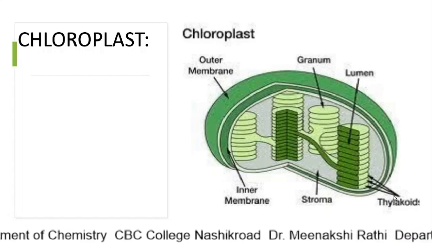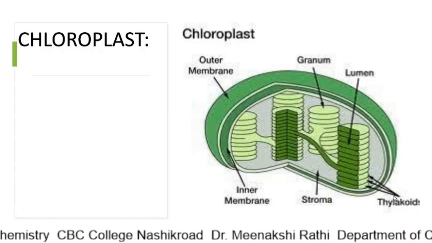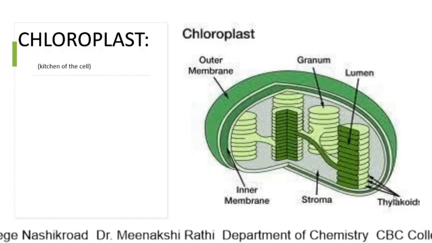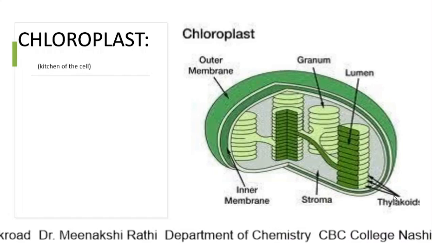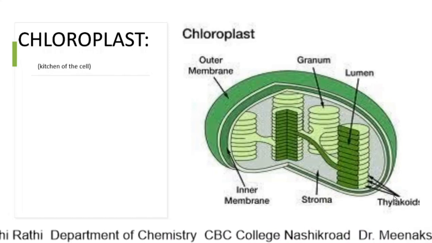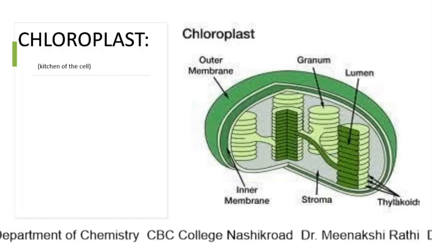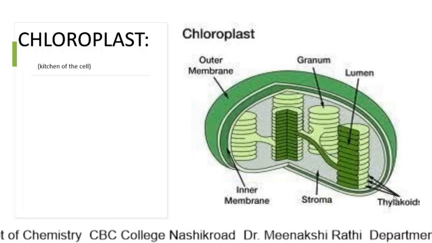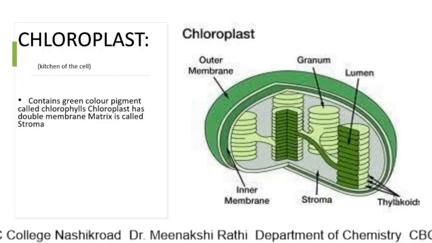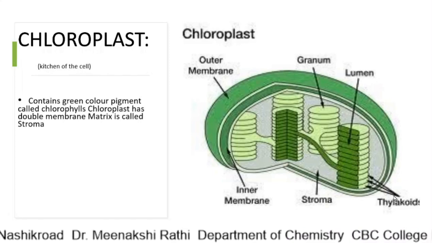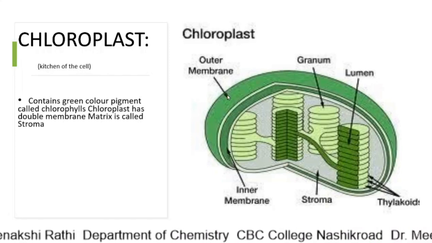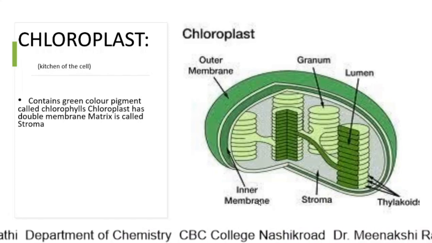This is the structure of chloroplast. Chloroplast is also called the kitchen of the cell because it helps in photosynthesis and prepares the food. Chloroplast contains the green pigment chlorophyll, and these are the sites of photosynthesis. Chloroplast has a double membrane matrix. You can see it has an outer membrane and an inner membrane.